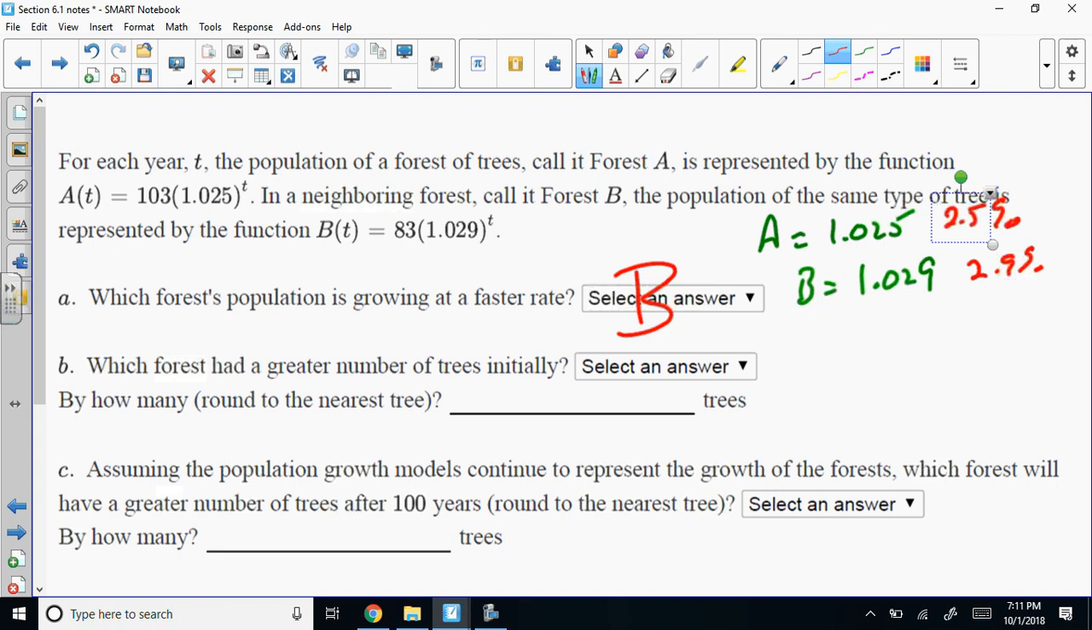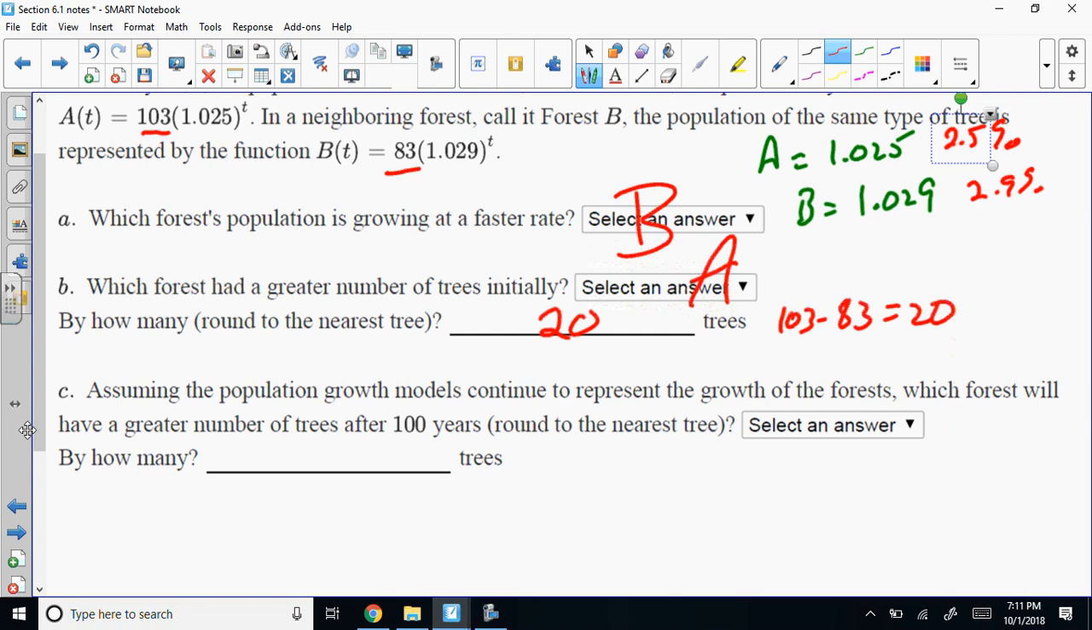Which forest had a greater number of trees initially? Well, we said that the initial amount was the number in front of the base, right? So 103 and then 83. So that would be forest A. By how many? Well, 103 minus 83 would be 20. By 20 trees. Okay. Are y'all okay with that? Everybody tracking? Good? No? All right.